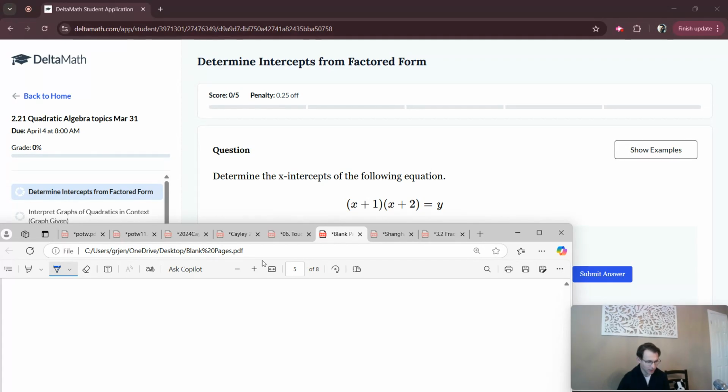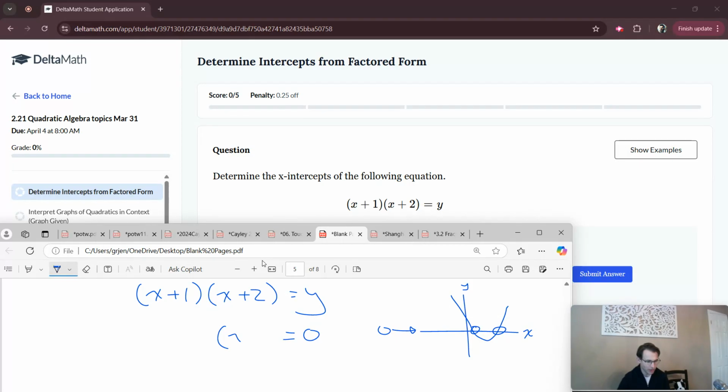So if I have x plus 1 multiplied by x plus 2 equals y, but I want to know where this thing crosses the x-axis, that's the x-axis. Well, the value of y is 0 along here, so I just set this equal to 0. And so I have x plus 2 equals 0, or in other words, x equals minus 2, right? Minus 2 plus 2 is 0. Or x plus 1 could have been the one that was 0.